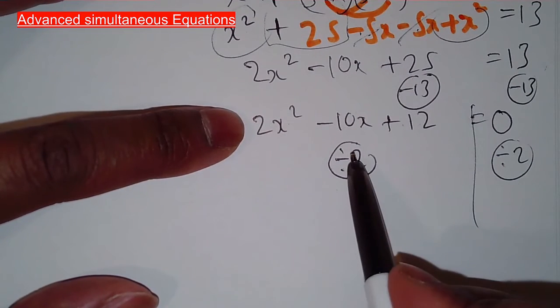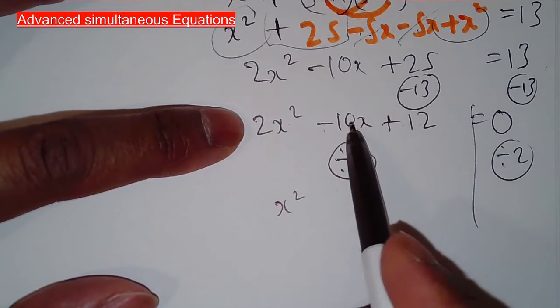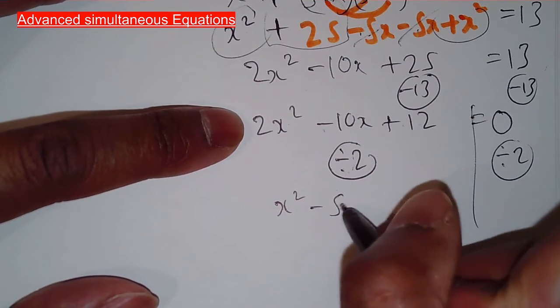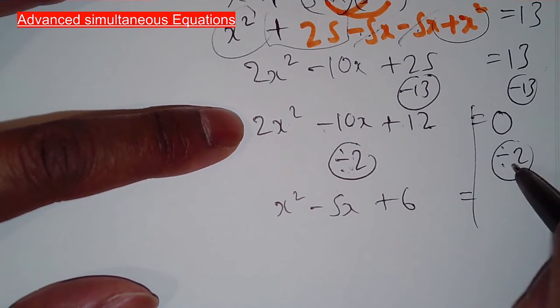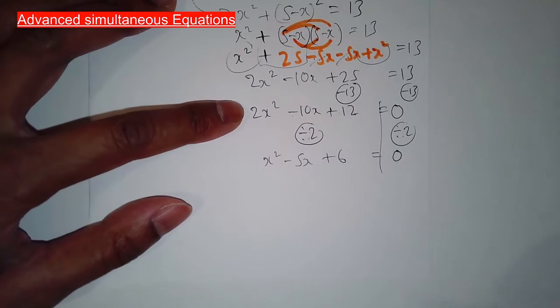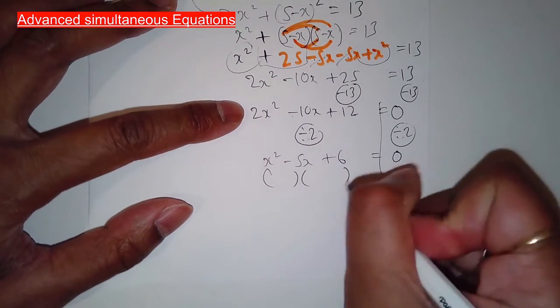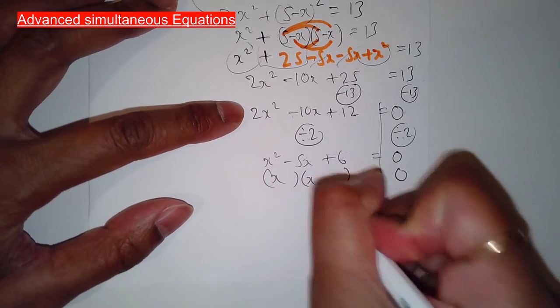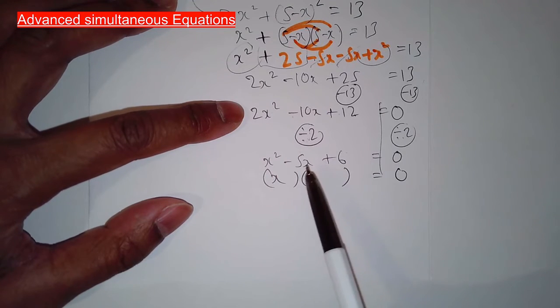2x squared divided by 2, the 2's cancel, you're left with x squared. Minus 10x divided by 2 is minus 5x. 12 divided by 2 is 6. 0 divided by 2 is 0. Now we've got a quadratic equation that's solvable. I'm going to factorize it. What two numbers multiply together to give you positive 6, but when added together give you minus 5?